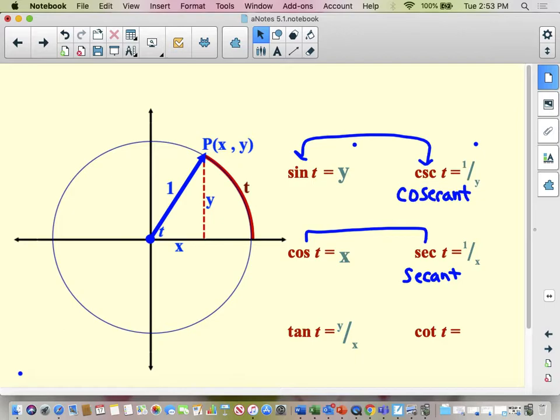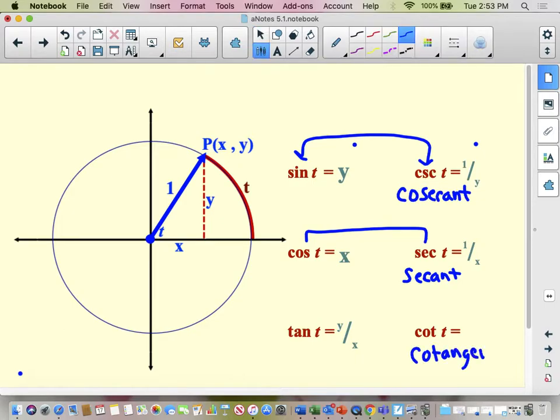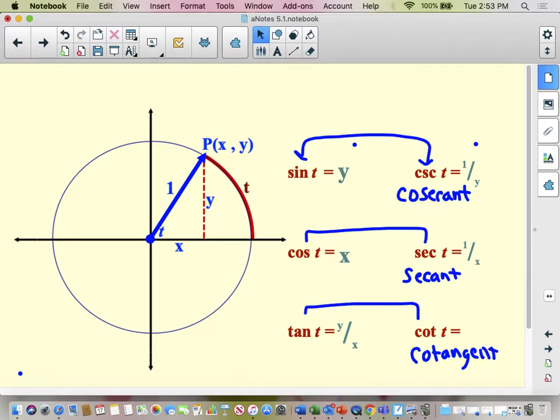And as you can imagine, COT, which is cotangent, that's the only logical name here, is the reciprocal of the tangent. So if you know tangent is y over x, then you know cotangent is x over y. You need to know those, okay?